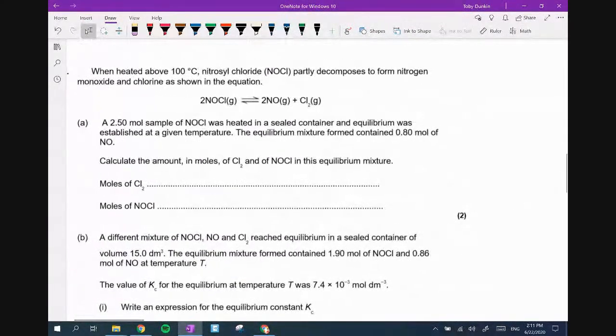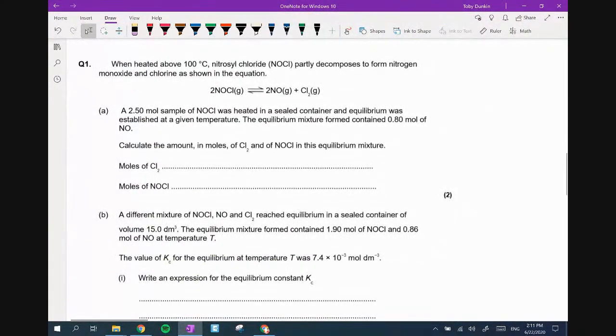Okay, so when heated to 100 degrees C, nitrosyl chloride partially dissociates, decomposes to form nitrogen oxide and chlorine. Calculate the moles of chlorine at the equilibrium mixture. What's a big Kc value and what's a small Kc value?